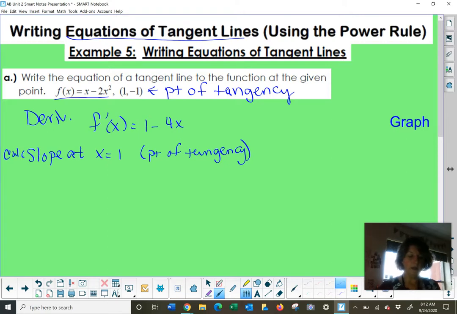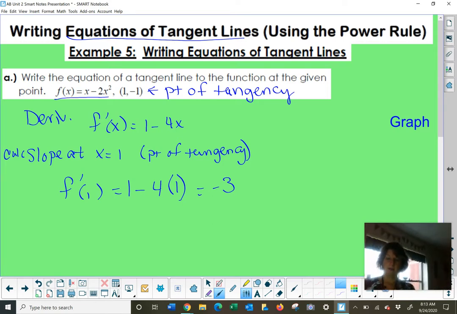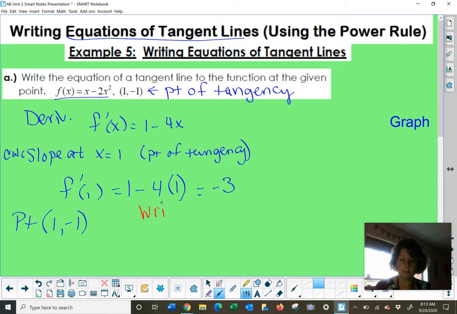Calculate slope. So f prime, the way I'm going to show I'm calculating at 1 is I'm going to go f prime of 1. Substituting 1 in this derivative function gets me a negative 3. And I have my point, the point of tangency. Now, combining this, write the equation of the line.